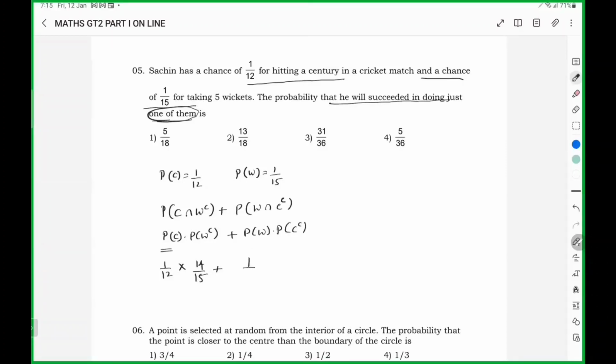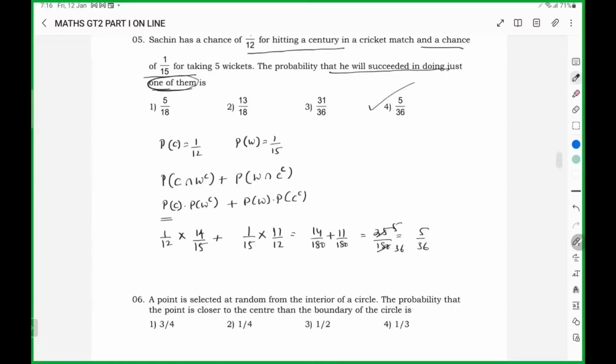Taking wicket is this. So not doing century is 11 by 12. So 14 by 180 plus, so 25 by 180, which is 5 by 36.